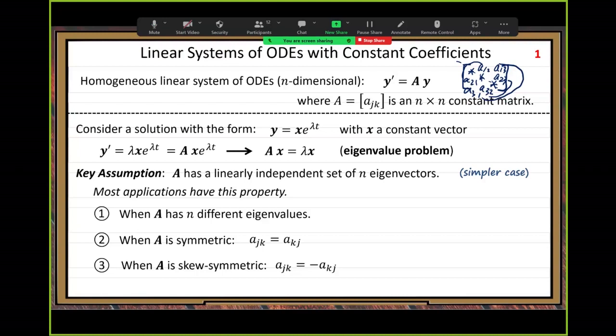Not all of them. So that's what I say. The whole eigenvalue, eigenvector theory could be very complicated.